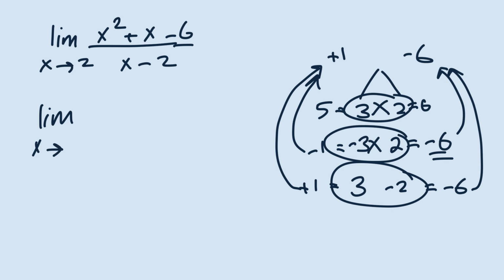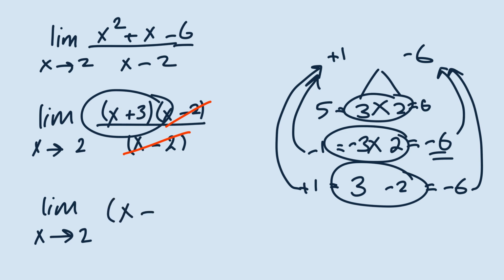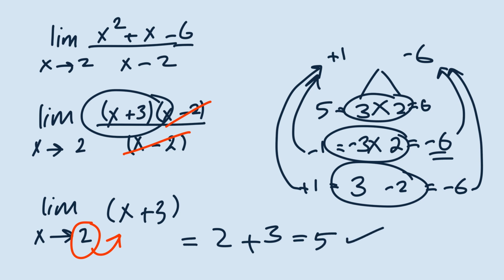Let me just write limit as x approaches 2. Now the factorization for the upper function will be x plus 3 and x minus 2. And the denominator, we will write it the same as it is. From here you can see that we can cancel this parentheses with this parentheses, right? And we will be left with x plus 3. So we can rewrite the question as limit as x approaches 2 of x plus 3. Now I can use direct substitution and plug 2 in this function. So the limit will be 2 plus 3, which equals 5. And this is the final answer.